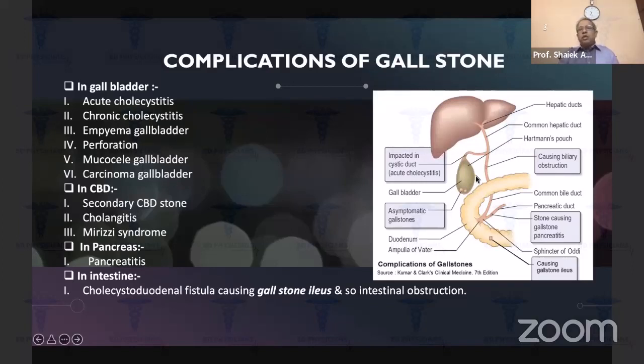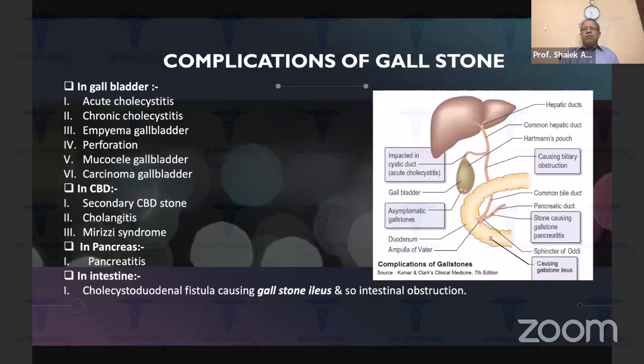Whenever the stone slips through the cystic duct and goes to the common bile duct, it causes obstruction of the lumen of the common bile duct. So the patient develops obstructive jaundice. Or there is stasis, so the flow of the common bile duct is impaired. So there is cholangitis.